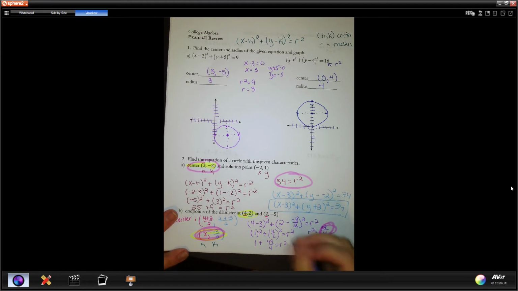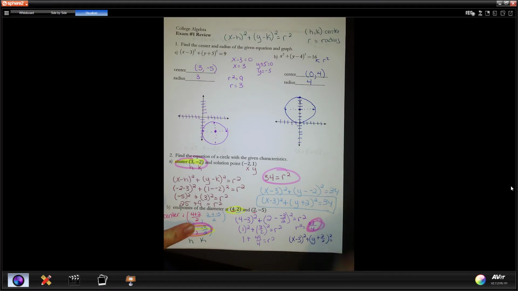equation. And then that becomes x minus 3 quantity squared plus y minus negative 3 halves, so y plus 3 halves quantity squared, and that is going to then be equal to 53 fourths. Oops, 53 fourths. So a little messy there, but not too bad. So that was our first thing that we did in Unit 1.